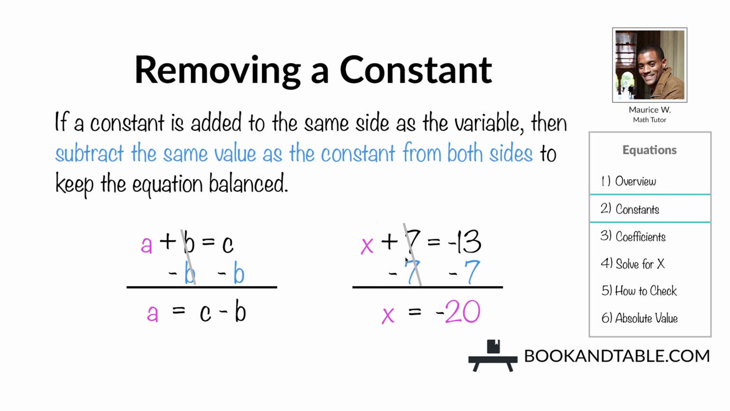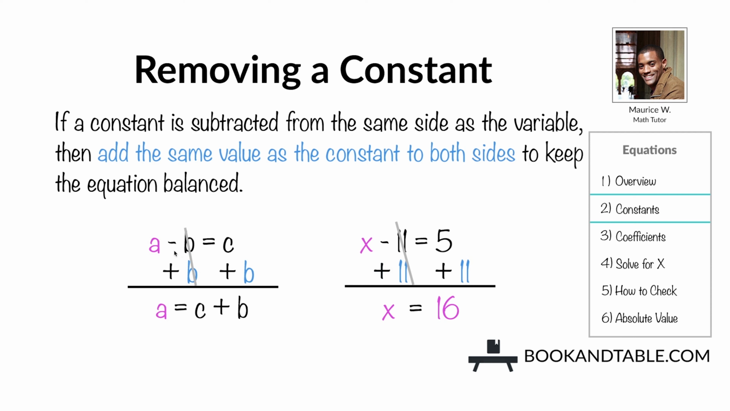Another example, x plus 7 is equal to negative 13. Since we're adding 7 to the left side, we want to subtract 7, giving us a total of 0, so we can remove it, allowing us to isolate x on the left side. Since we subtract 7 on the left side, we must also subtract 7 on the right side. Negative 13 minus 7 would then be equal to negative 20.